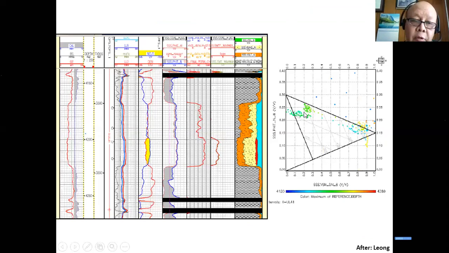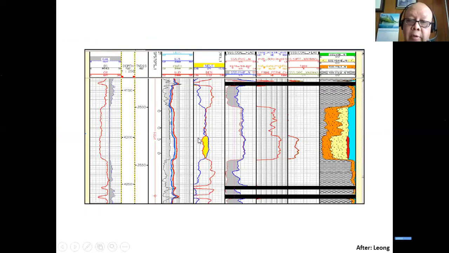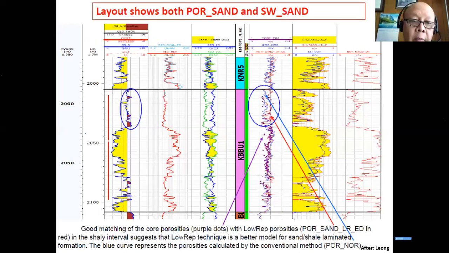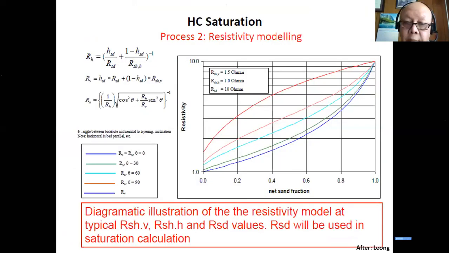So if you look at this example here, we have two sections. This section here, we know that it's gas bearing sand, okay? But in this section here, which is rather shaley, the standard evaluation does not compute any hydrocarbon in here. So, okay, I'm not going to go through the processing, I'll just go straight to the evaluation.